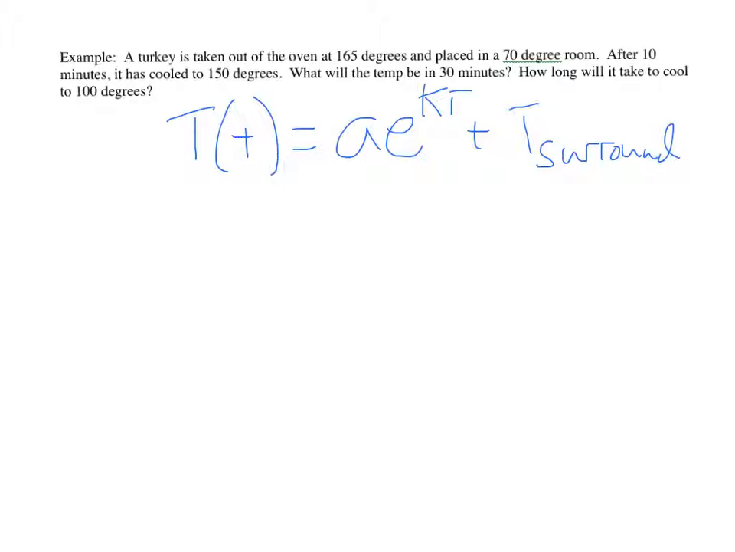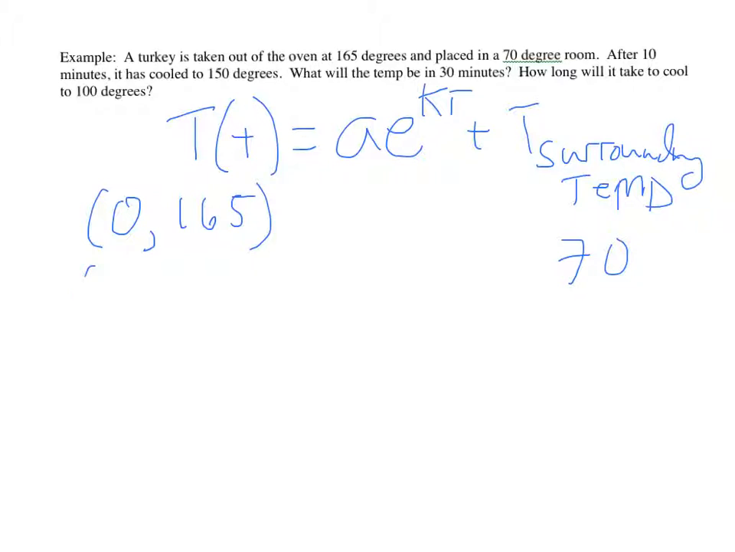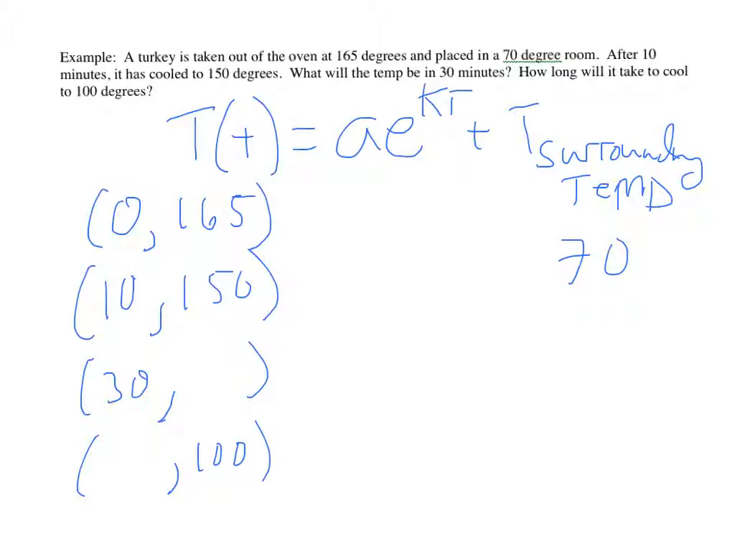And if you look in the book, this is kind of how they set it up. We have a couple of situations here. The turkey is taken out of the oven at 165 degrees, so at time 0 that turkey is 165 degrees. We know the surrounding temperature is 70. We know 10 minutes later the turkey is 150 degrees. They're asking what the temperature is 30 minutes later, and how long it takes to cool to 100 degrees. So we're going to set up an equation, then use it to find these two missing values.